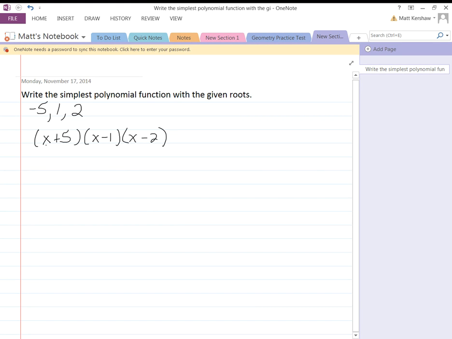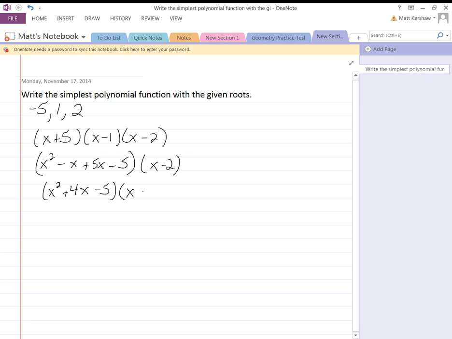So now we're going to distribute this. So we're going to take the x and distribute it into the x minus 1. Worry about the x minus 2 in a minute. So we get x squared. Now x times -1 is minus 1x. 5 times x is positive 5x. And 5 times -1 is -5. We can combine the like terms in there, and so we end up with x squared plus 4x minus 5.